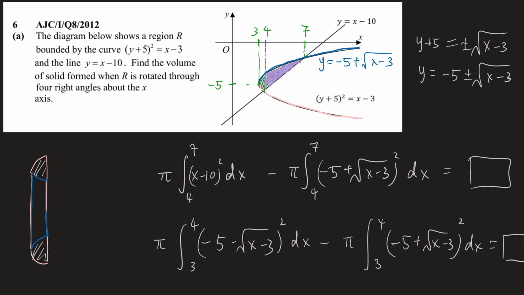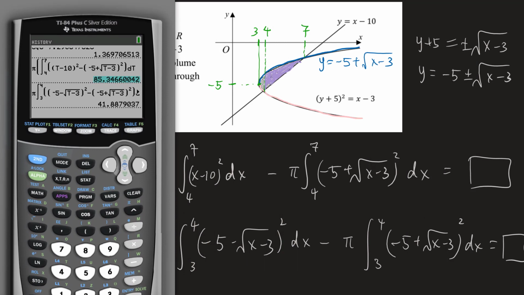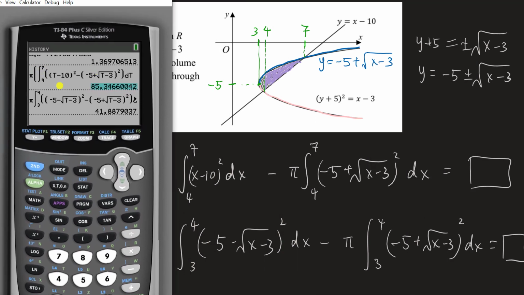After which it's just a matter of formality. All you have to do is key this both into the calculator. The first one is shown here, so x minus 10. I'm in parametric mode, so this is why it's still t, but it doesn't make a difference. It's just a variable. So (t minus 10) whole thing square minus, because I factorize out the pi. So here I'll get from 4 to 7 as well, (-5 plus square root x minus 3) whole thing square.